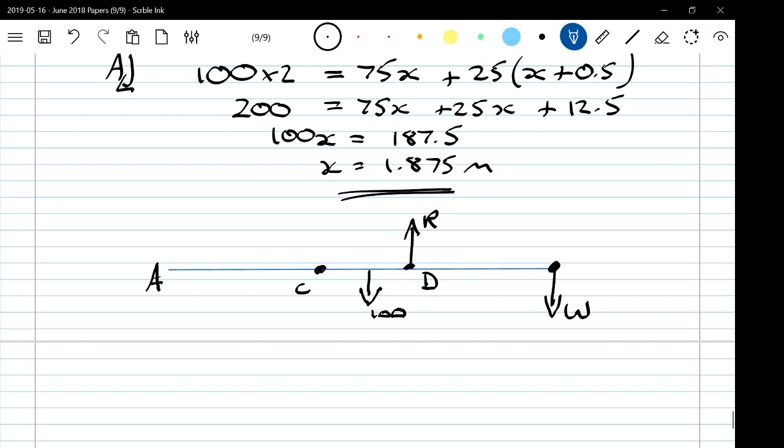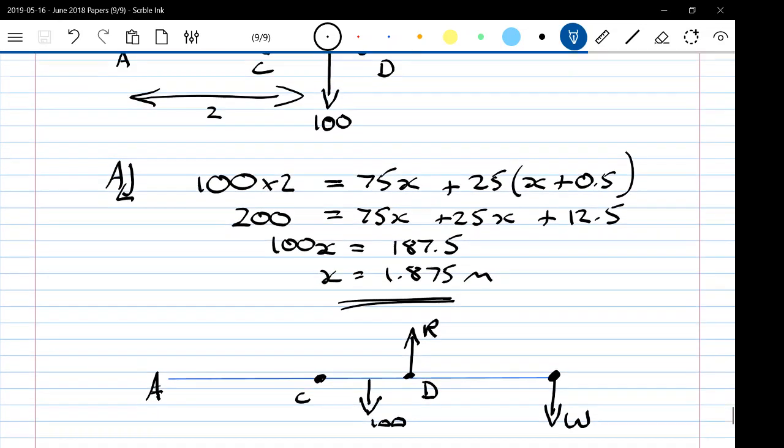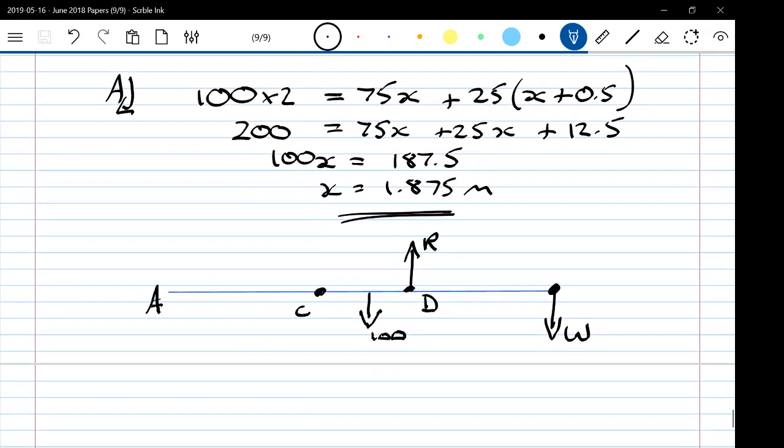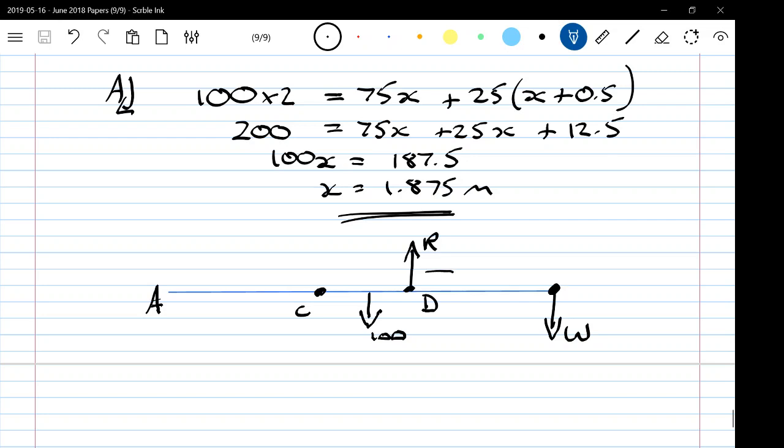And we're going to take moments now and try and work out what's going on with this. We know some of the things, don't we? So we know that x is 1.875. So actually, that distance there is, we could work out that distance, couldn't we?